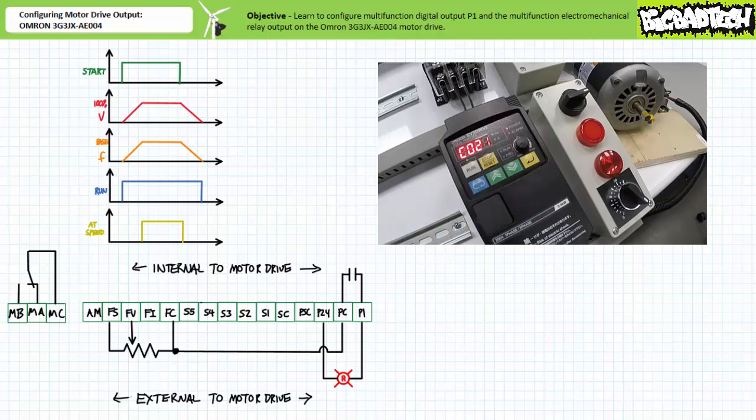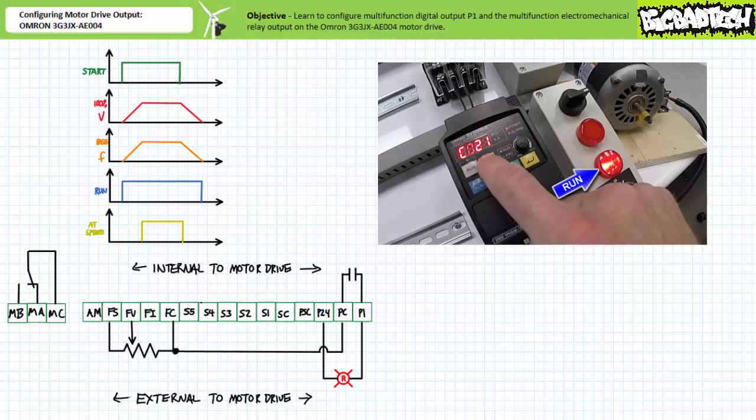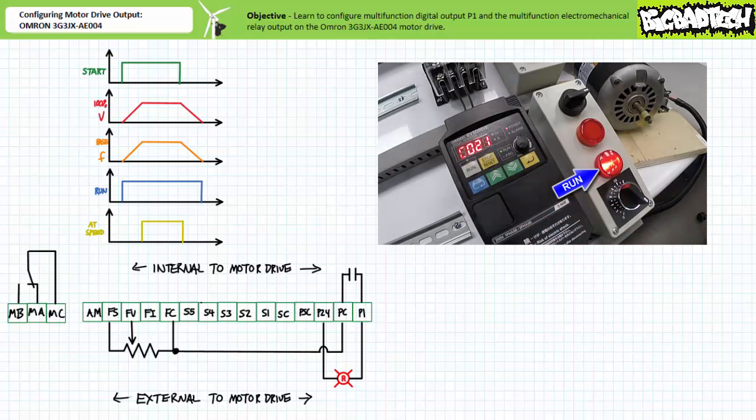When an operator presses run, the pilot lamp switched by the multifunction digital output P1 in 00 run mode illuminates during the acceleration period. While in constant speed mode, the pilot lamp remains illuminated. When an operator presses stop, the pilot lamp remains illuminated during the active deceleration period.